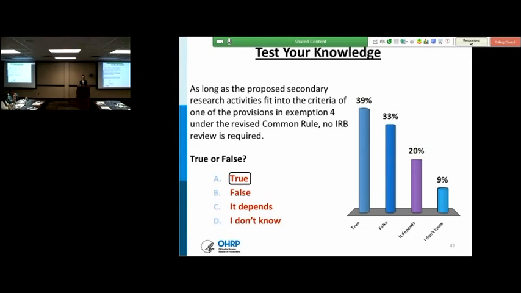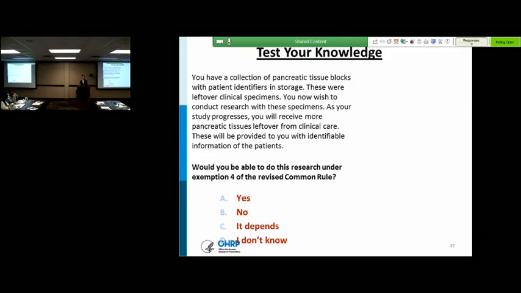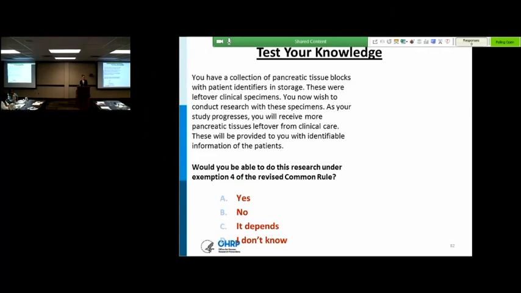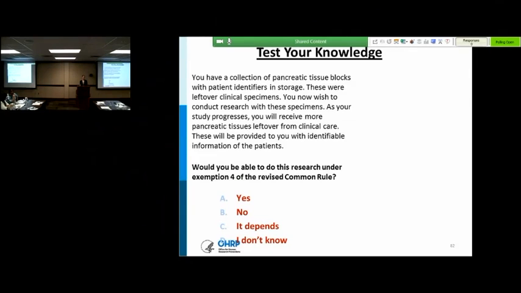All right, so we have one more quiz question on this exemption. You have a collection of pancreatic tissue blocks with patient identifiers in storage. These were leftover clinical specimens. You now wish to conduct research with these specimens. As your study progresses, you'll receive more pancreatic tissue left over from clinical care. These will be provided to you with identifiable information of the patients. Would you be able to do this research under Exemption 4 of the Revised Common Rule?